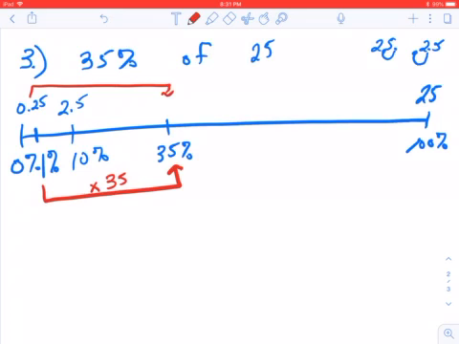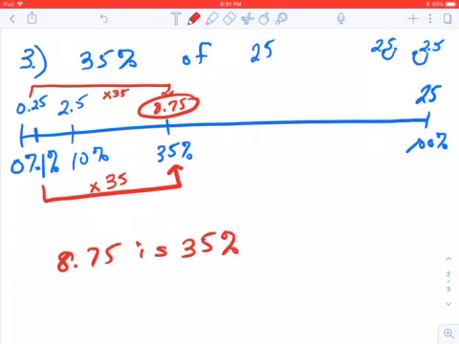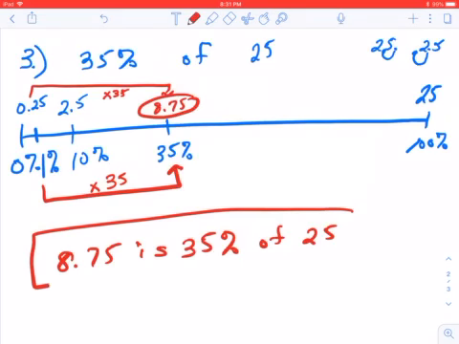Now do the same thing to find that other missing number. So 0.25 times 35. Take your calculator. 0.25 times 35 comes out to, that's right, 8.75. So 8.75 is 35% of 25. Right. Okay, next one.